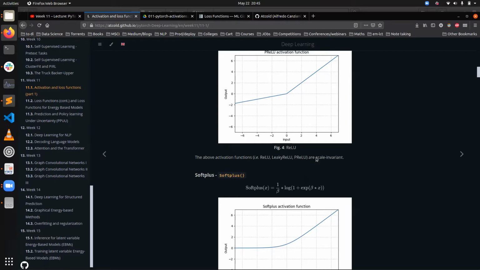I thought the same, but it could also mean the behavior of the activation function, right? The behavior is scale invariant. Maybe that's what he meant.